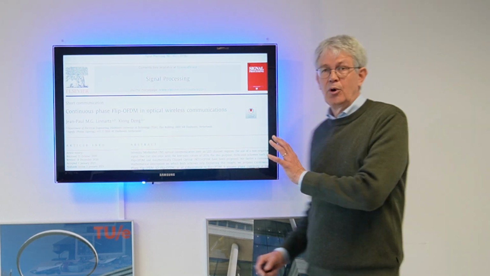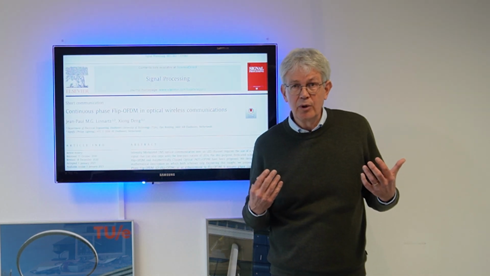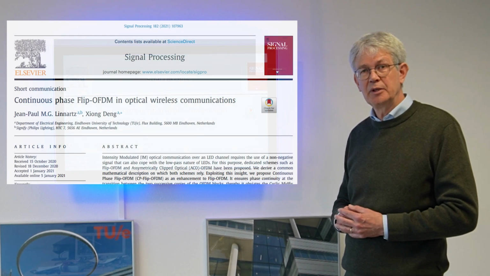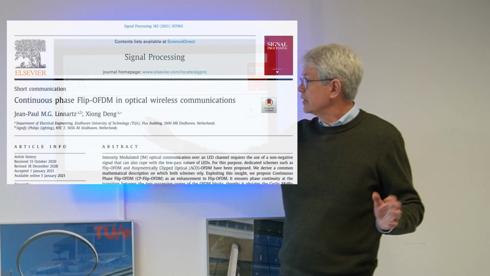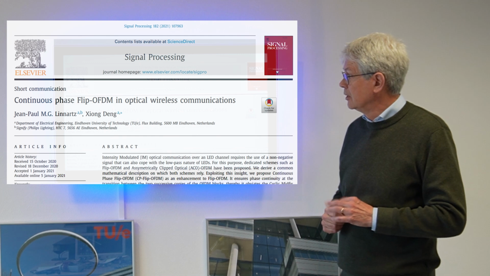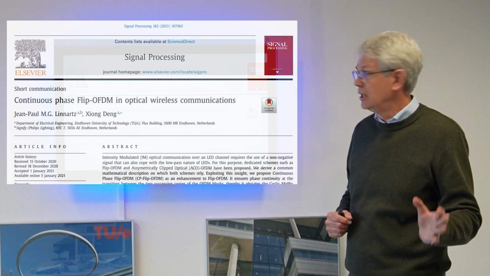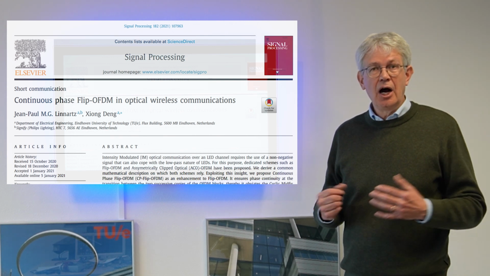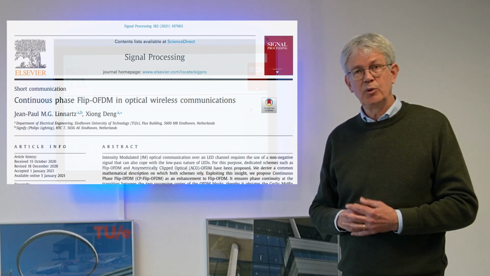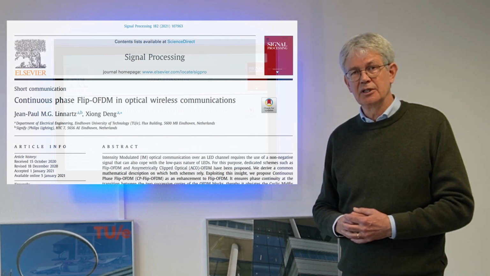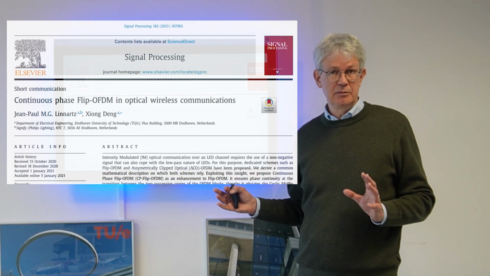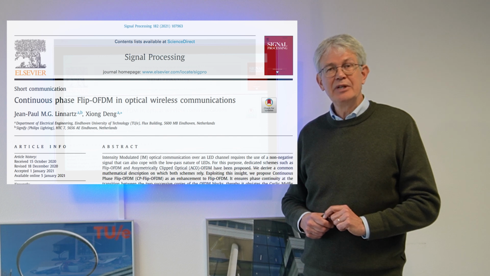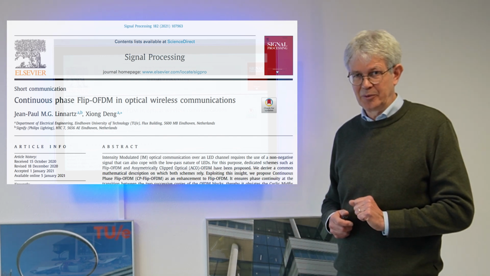And if you'd like to read more about our work on OFDM, on juggling with Fourier transforms and what that does in optical wireless communication, then it may be good to have a look at the paper titled Continuous Phase Flip OFDM in Optical Wireless. In fact, it's a much broader debate on how we can handle a DC bias, how we can handle the bandwidth of the signal by playing with OFDM signals. And it remains the case that OFDM is a very good solution in optical wireless communication.